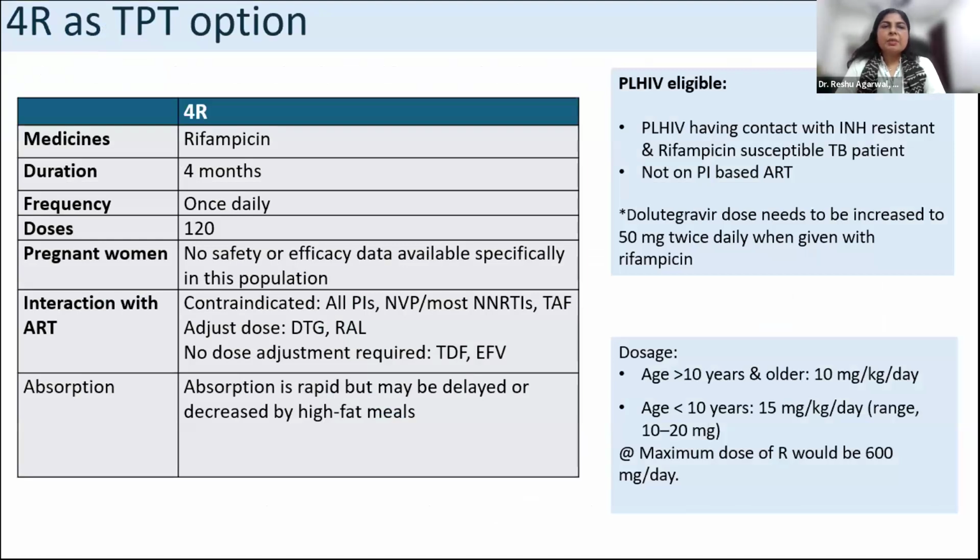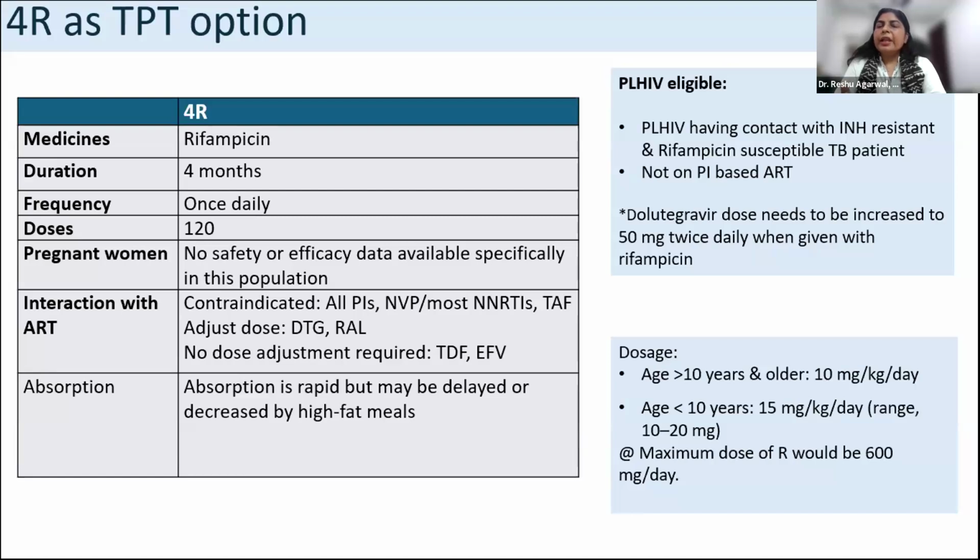Coming to 4-HRS treatment option. Now this means 4 months of rifampicin, which means 120 doses, and a daily dose needs to be given. No safety or efficacy data for pregnancy is available for this. And the 4R is actually contraindicated with PI. No dose adjustment is required with DTG. And with DTG, dose adjustment is required. And for TDF, no dose adjustment is required.